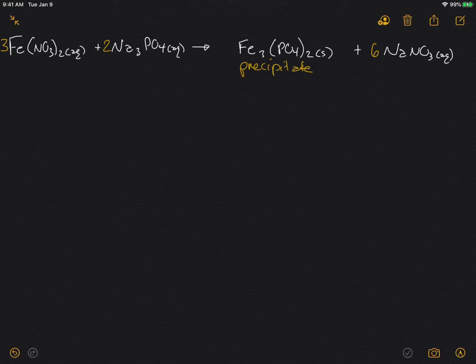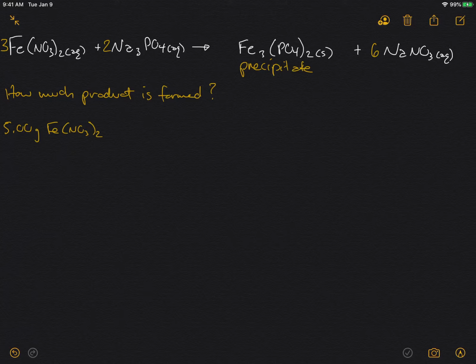And so we can ask all kinds of questions now that this is balanced. Generally, the most common question that you'll see is how much product is formed. And the product of interest in a reaction like this is usually the precipitate. But you could also find out how much sodium nitrate is formed if you wanted to look at that. So let's say we start with 5 grams of iron nitrate. How much iron phosphate can we form?